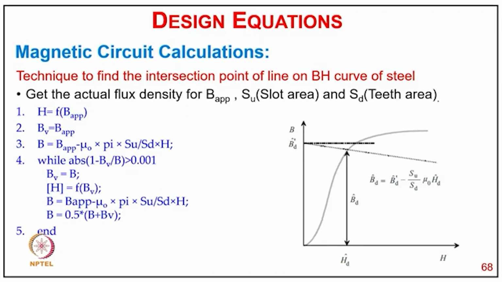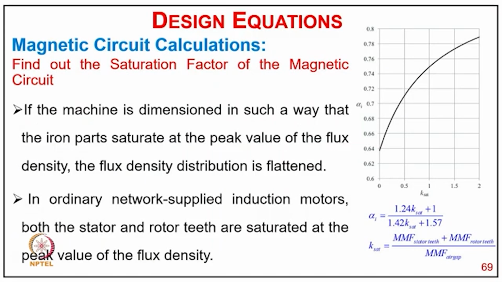Actual flux density is typically in the slot area. Now coming to magnetic circuit calculation to find out the saturation factor for the magnetic circuit. A machine is dimensioned in such a way that the iron parts saturate at the peak of flux density. The flux density distribution is flattened, and in an ordinary network supplied induction motor, both the stator and rotor teeth are saturated at the peak value of flux density.